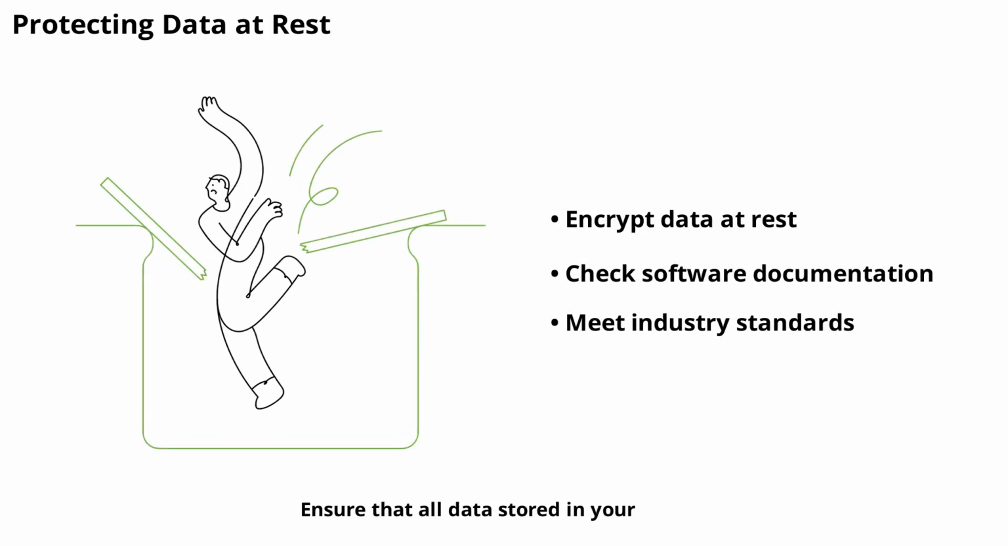Ensure that all data stored in your team chat software is encrypted at rest. This protects information from unauthorized access, even if the storage system is compromised. Check your software's documentation to confirm that encryption is enabled and meets industry standards. Data at rest encryption is a key component of a comprehensive security strategy.